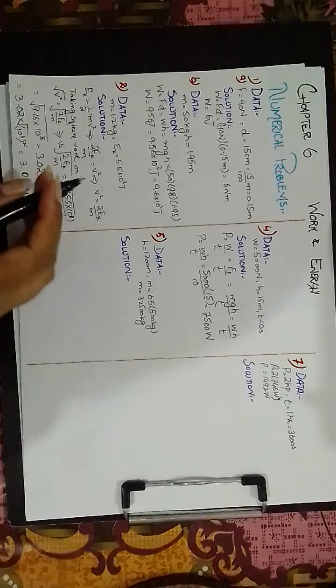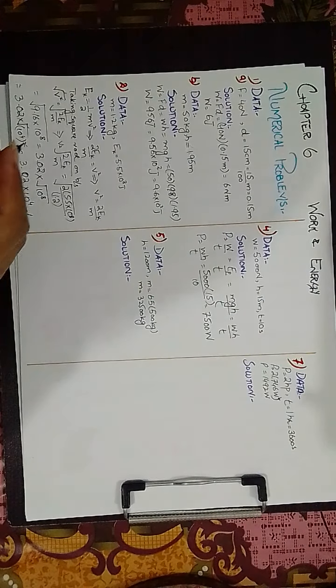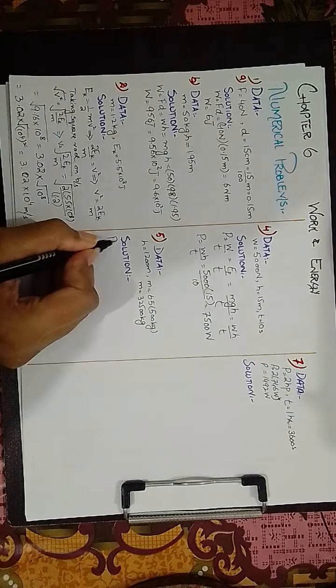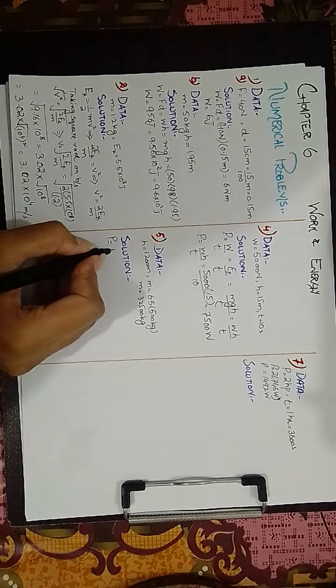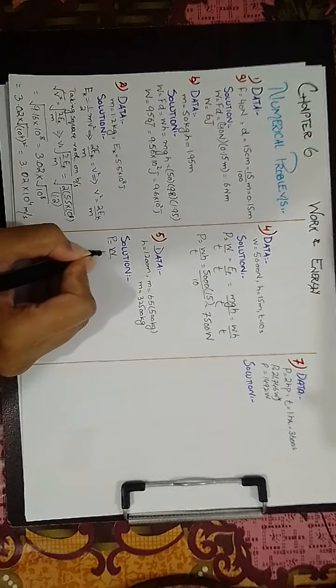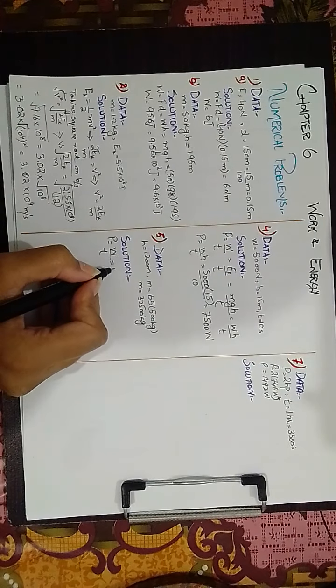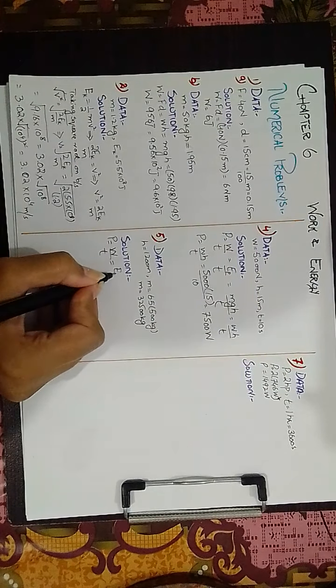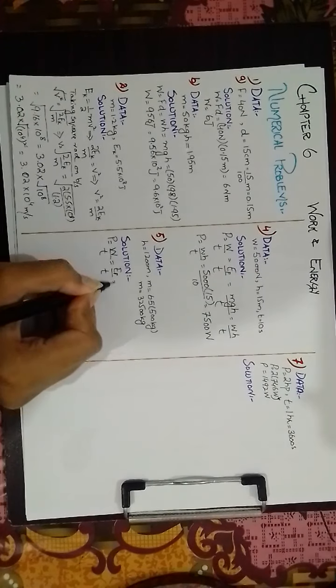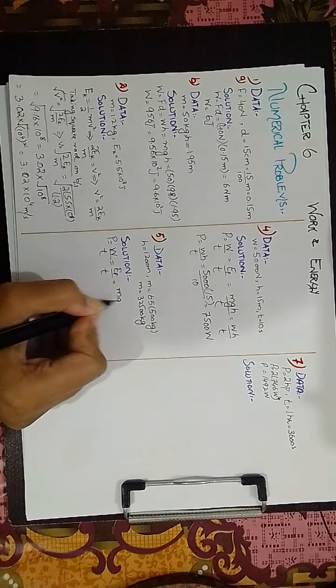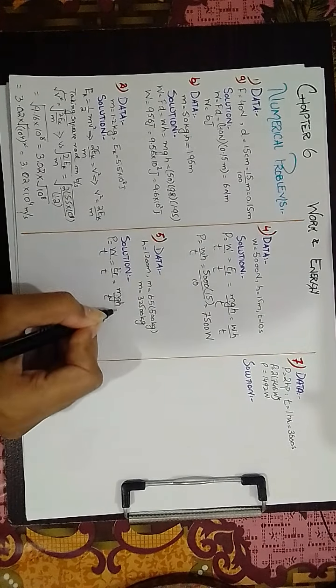We are going to find again the power. Okay, so using the formula P equals W by T. Again, we have the potential energy, so work done is stored in the form of potential energy. EP divided by T. It will give you mgh by T.